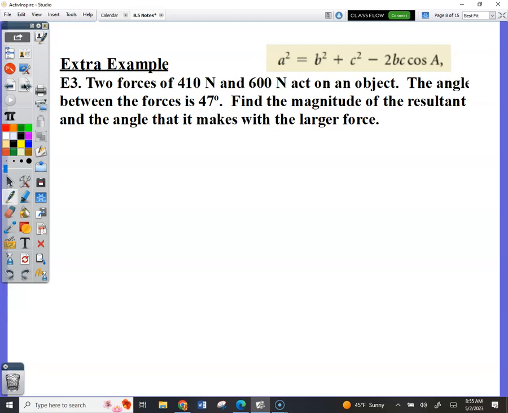We have an angle of 47, which means we now have that parallelogram. So the Pythagorean theorem won't work here. Let's draw our picture. I always make my larger force on the bottom. That's the way I always set it up. So we have a force of 410, and then we have a force of 600.